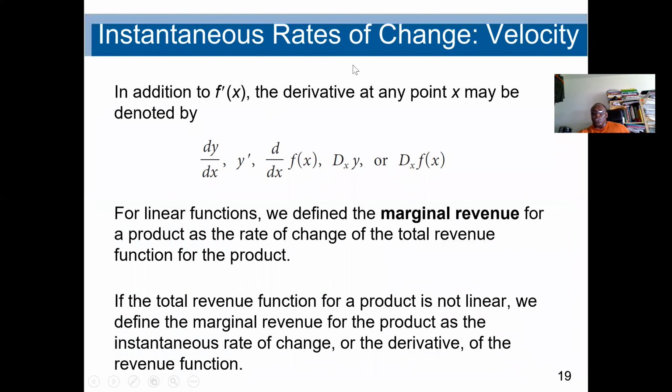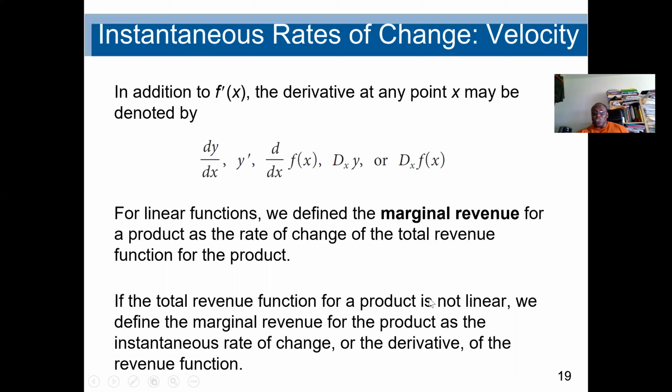Okay, so instantaneous rate of change, velocity, as we said earlier, is finding it at a particular point. So here they say the derivative at any point x may be denoted by dy/dx. Some books use dy/dx. We saw the example here, they use the f apostrophe, or d/dx f of x, or capital letter D, or sometimes y prime or d/dx f of x.